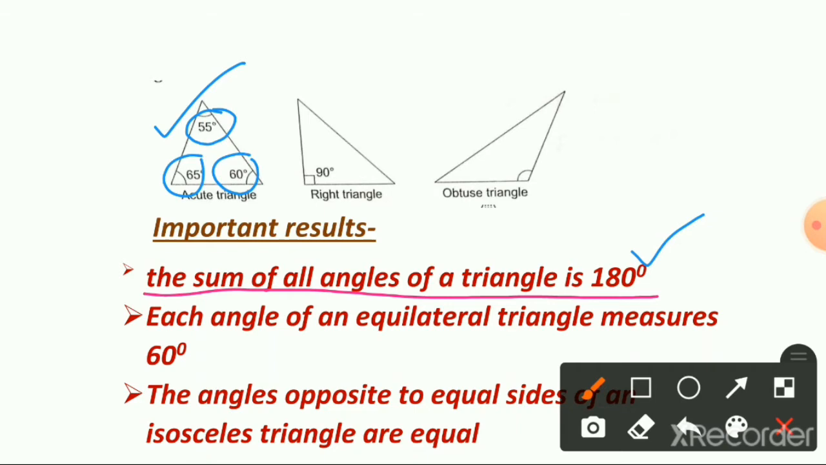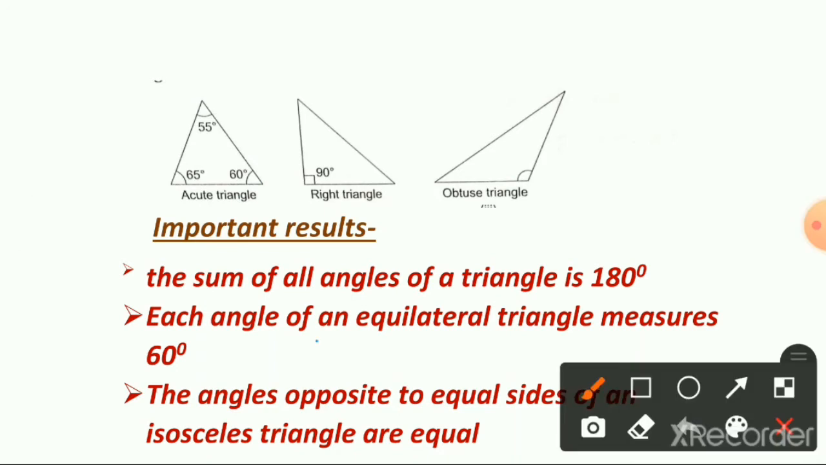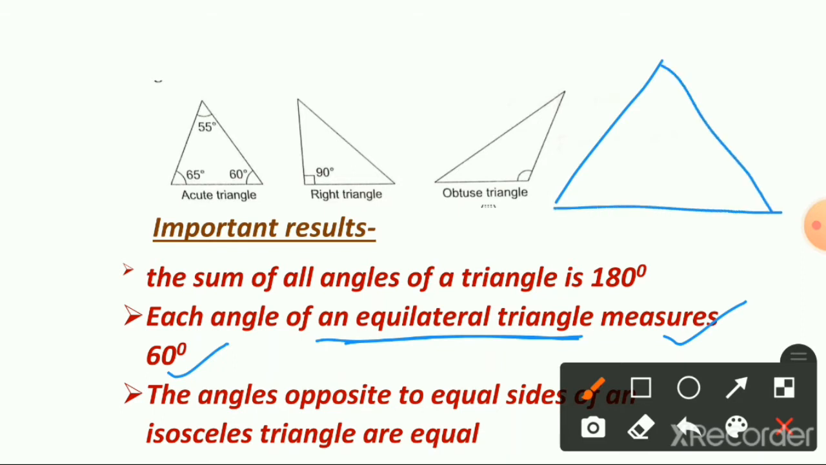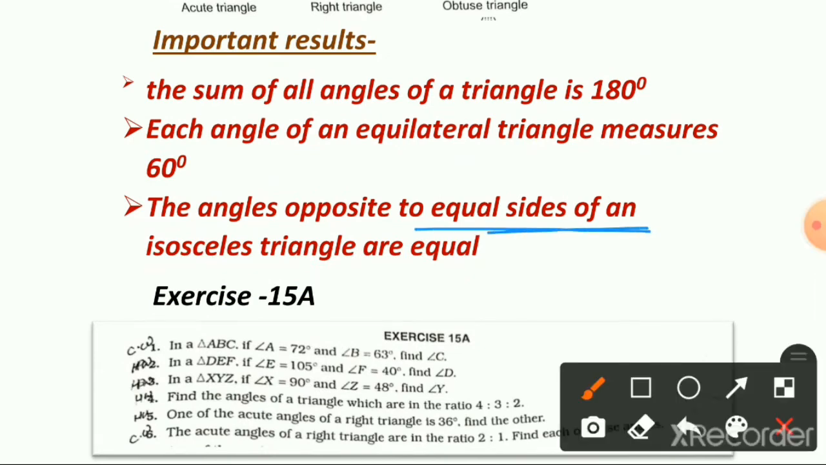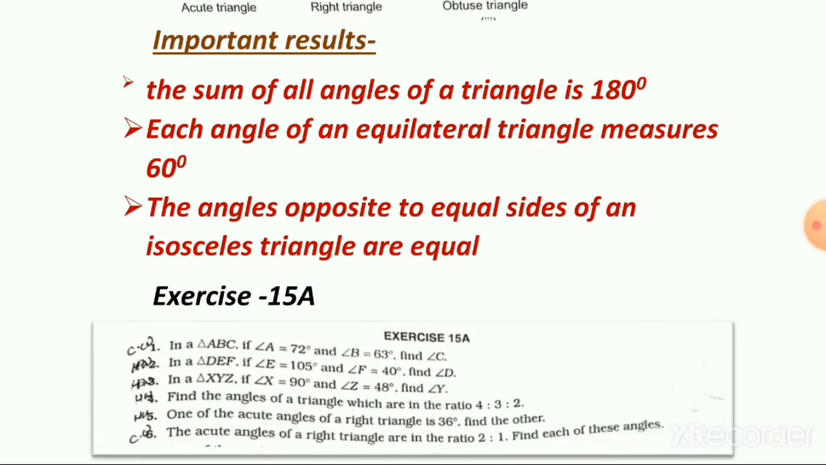A triangle cannot be drawn otherwise. And if you see an equilateral triangle, all the angle measurements will be 60 degrees. Suppose you are making an equilateral triangle, so each side is equal, so definitely each angle will be equal to 60 degrees and the sum will be 180 degrees. So all the 3 angles will be 60 degrees, each one is 60. Now the angles opposite to equal sides of an isosceles triangle are also equal.